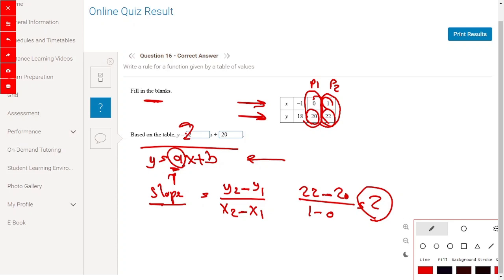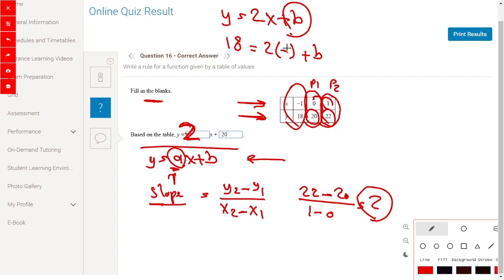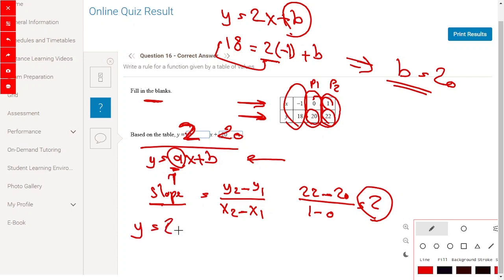So now I have the equation y equal to 2x plus b. So let's get b. So we'll take any point and substitute in this equation. So let's take the first point, y equal to 18 and x equal to minus 1. So 18 equal to minus 2 plus b. So here will lead us that b will equal to 20 because minus 2 will go here, it will be 20. So b will be 20. So the equation will be y equal to 2x plus 20.